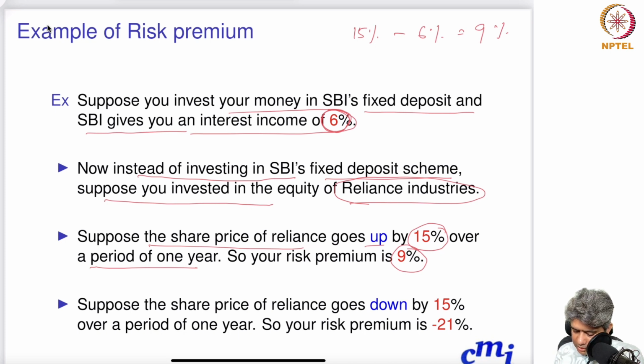Now suppose the share price goes down by 15%, then what is the risk premium? The risk premium is negative 21%, because you are not only losing 15% on your investment, you are also losing the 6% you could have earned if you had invested in SBI's fixed deposit. So the risk premium is a total of negative 21%.